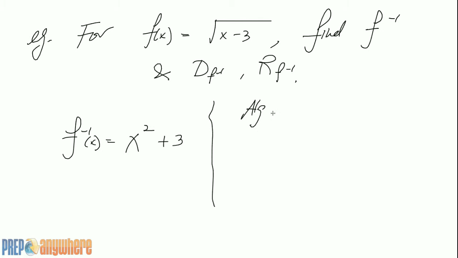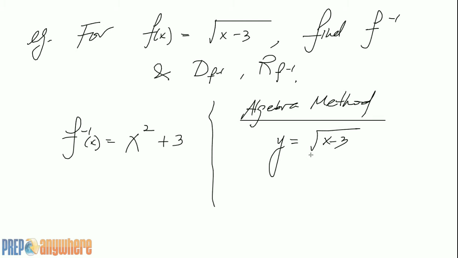Algebraically, this is what you do. The algebra method is useful for more complicated functions because you can't just guess like that for the harder ones. So this is what you do. This is what we have, right? The square root of x minus 3. What you do is switch your x and y value. Because this is implied to be the input and this is the output, right?